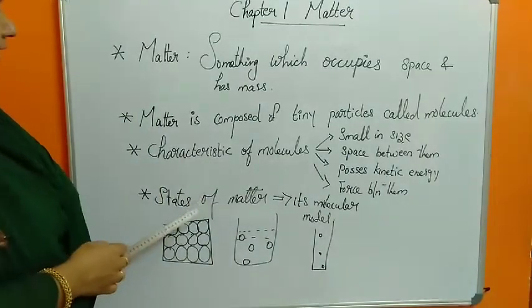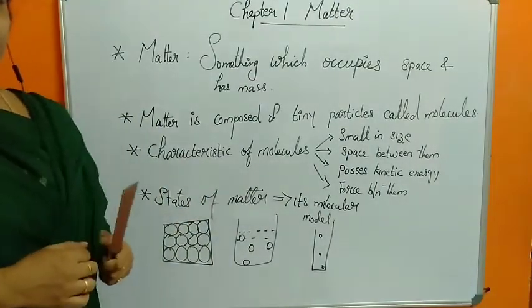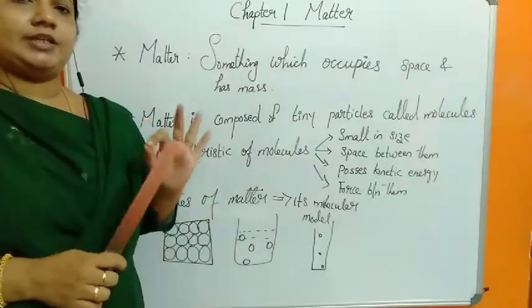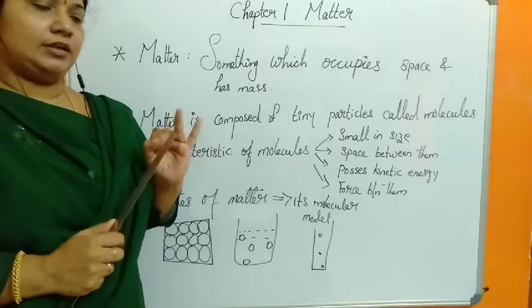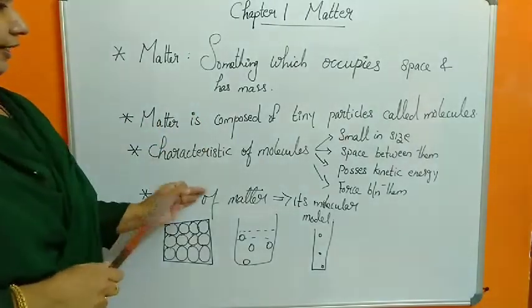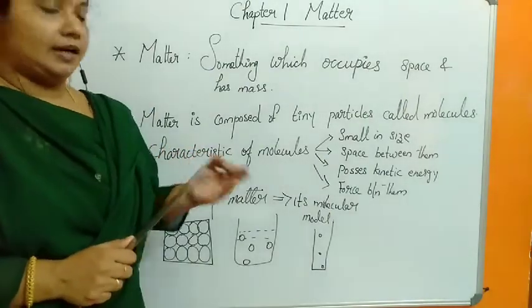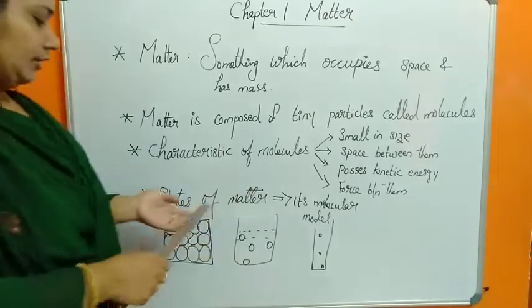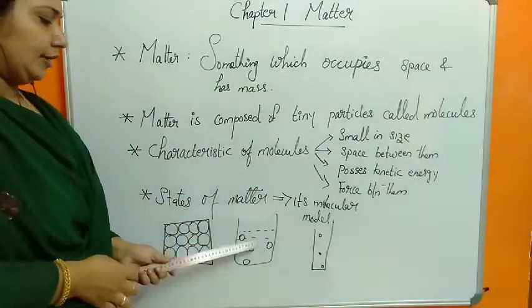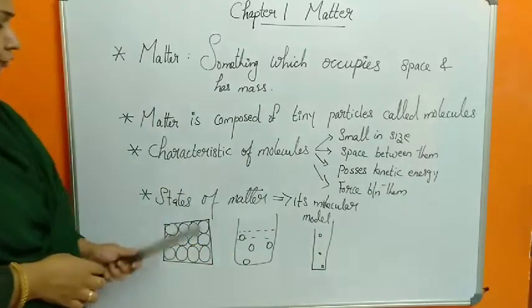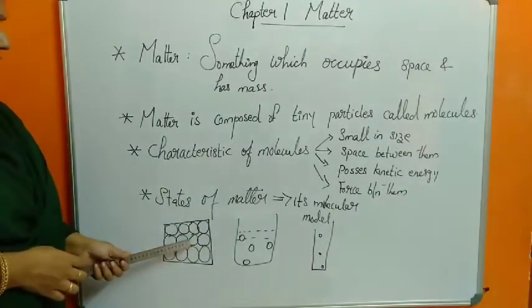Now we can say that there are 3 states of matter. From class 4 onwards, you are studying the 3 states of matter: solids, liquids and gases. So here we are going to study solids, liquids and gases under the molecular model. Explanation of the molecular model in solids, the molecular model in liquids and the molecular model in gases. So first it is the molecular model in solids.